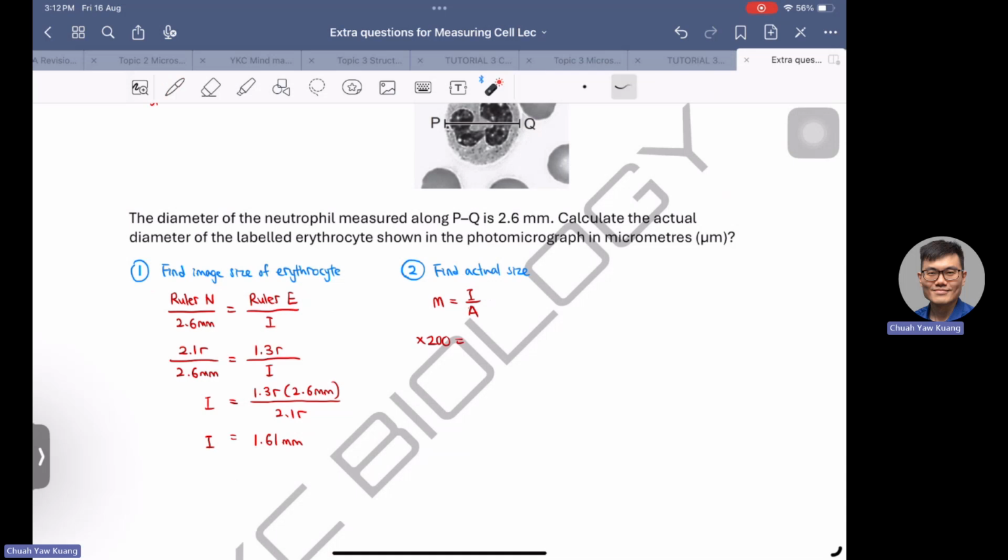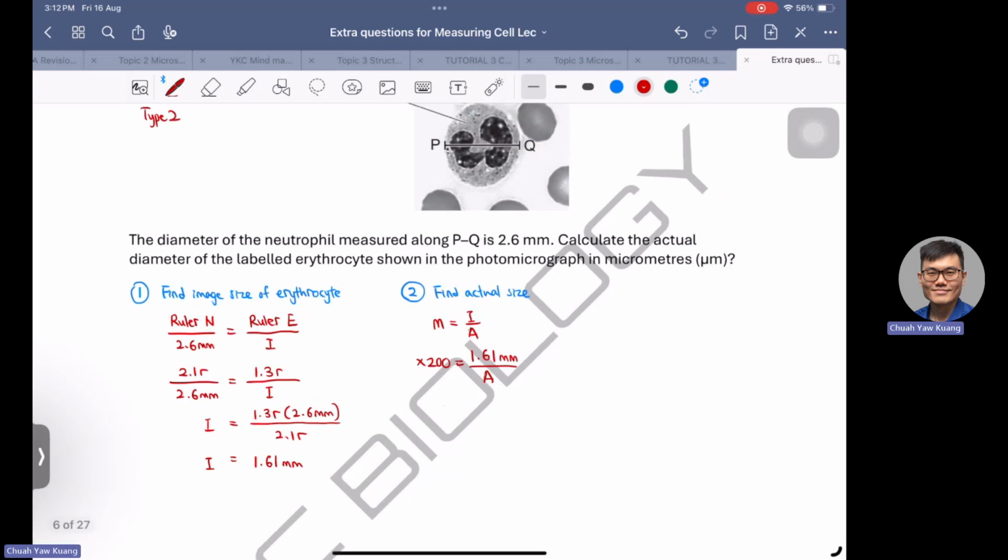So we will take 200 magnification. Image size is what we calculated just now, 1.61 mm. So that would be 1.61 mm divided by the actual size, which is what we want to find. Before I write that, we need to convert the mm to micrometer, because the question asks us to state our answer in micrometer.